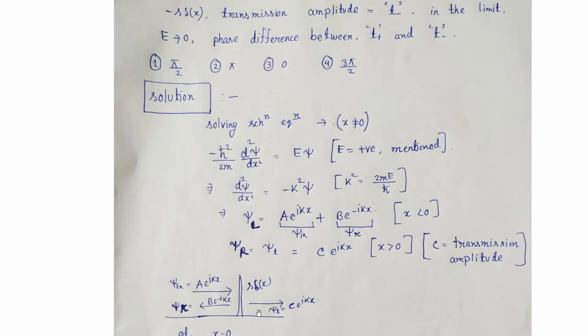I draw the diagram pictorially: this is the positive lambda delta x, and this is the incident part A e to the power ikx, and this is the reflected part B e to the power minus ikx, and this is the transmitted part C e to the power ikx.